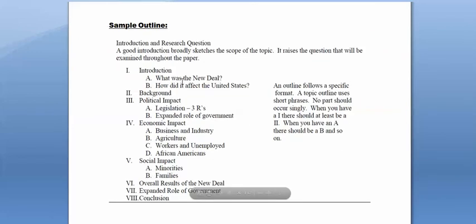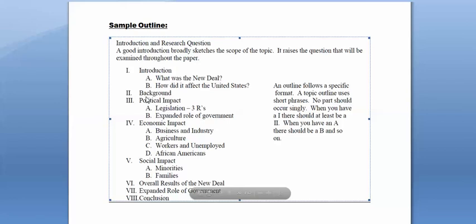Here's your sample outline, and you can see this was actually done on a topic very similar to something that could be done in our course, the subject of the New Deal. In the introduction, you're introducing the idea of the New Deal, giving background information, and the thesis statement would appear in the introduction. In part 2, you're giving a little bit of background of what the New Deal was, what led up to this idea of the New Deal.